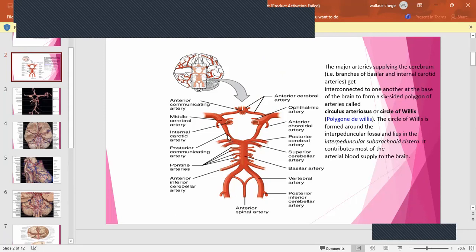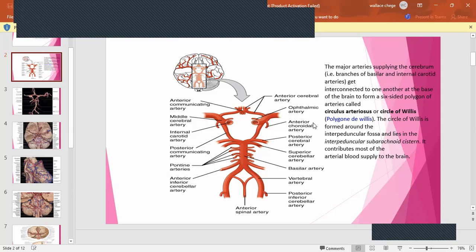Posterior cerebral artery communicates with the middle cerebral artery, a branch from the internal carotid artery. It is in fact like a direct continuation of the internal carotid artery. Then also the internal carotid artery gives off the anterior cerebral artery. The two anterior cerebral arteries communicate via the anterior communicating artery. The posterior cerebral artery communicates with the middle cerebral artery via the posterior communicating artery.